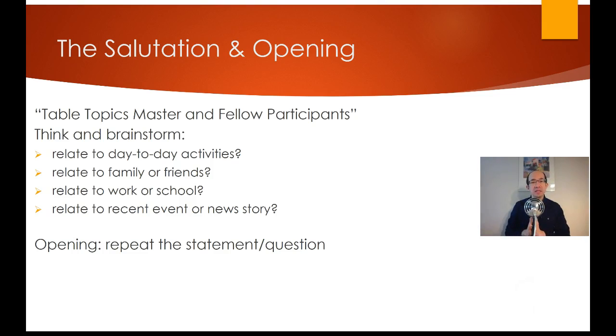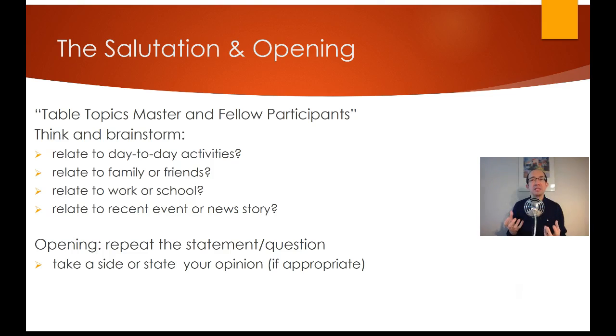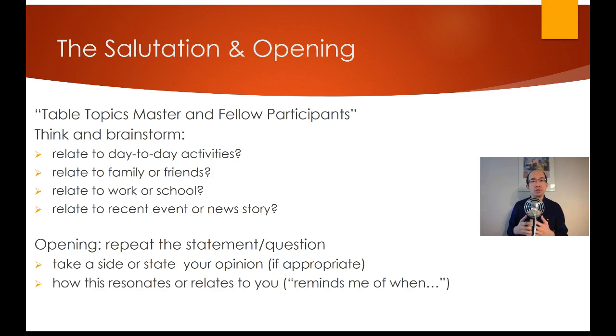Now the next thing is, how do you ease into your topic? Well, you could repeat the question or the topic as a way to establish what you're going to be talking about. If this relates to some sort of opinion or taking a side, then you might want to state your side or opinion up front as well. And if it's going to be a personal story or experience, then you can say something like, this reminds me of the time I was in elementary school, and that would be a nice opening and lead-in into the body of your table topic.